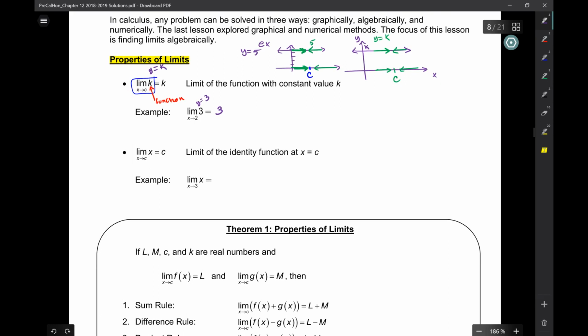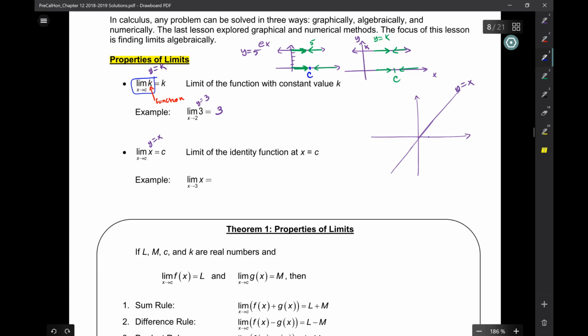Next, look at this one. The limit as x approaches c of x. What's the function here? Y equals what? X. Y equals x. Okay? So now, let's graph y equals x. That's what it looks like.